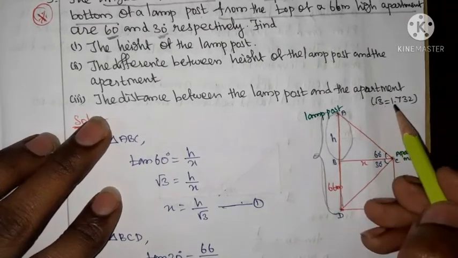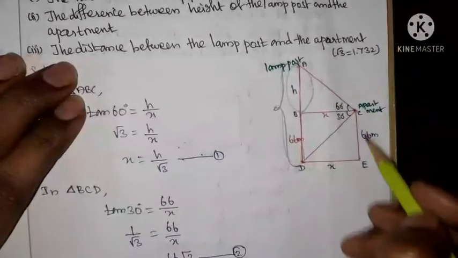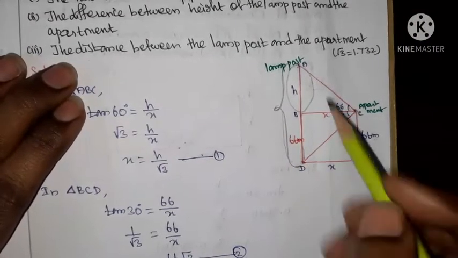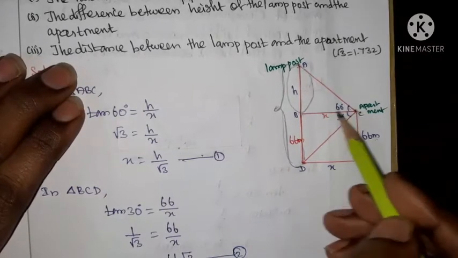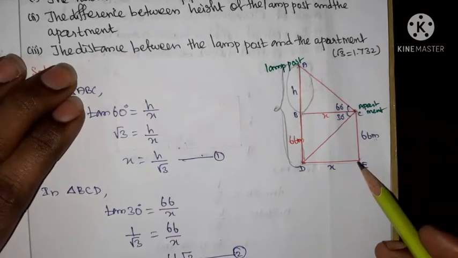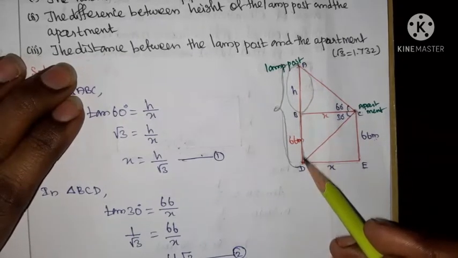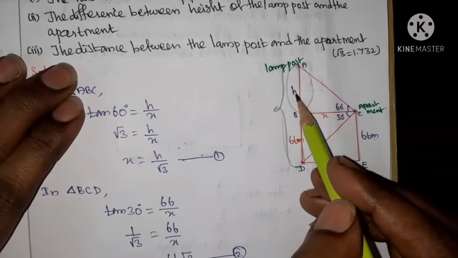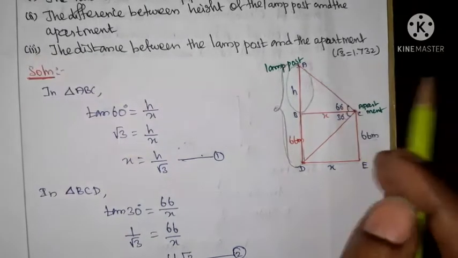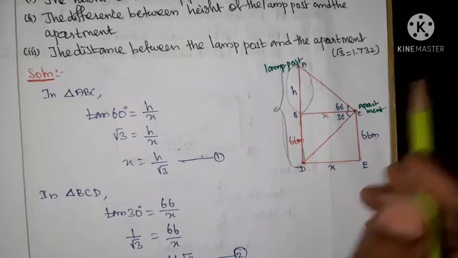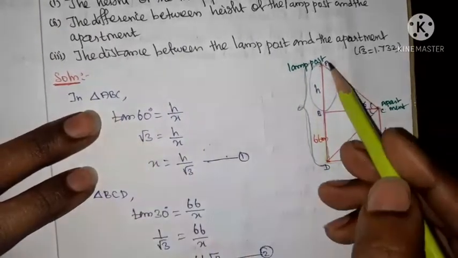Root 3 value is 1.732. So this is the apartment, this is the lamp post. This is A, B, C, D, E. This is x, this is x. This is the height, 66 meters, and the remaining part is h. This is 60 degrees, this is 30 degrees. This is the given diagram. Solution: in triangle ABC.